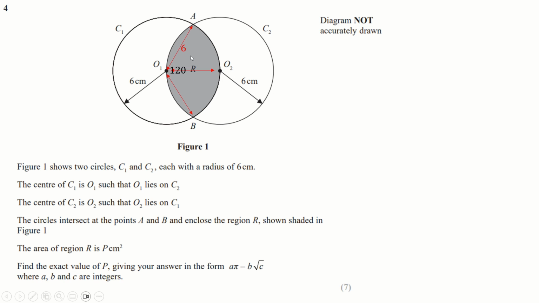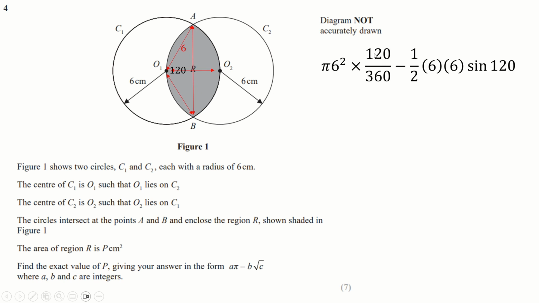Now, I think I can just work out the area of this segment here by doing the area of this sector, which is pi times r squared times angle over 360. That's the area of the whole sector, minus the area of this triangle here, which is a half times 6 times 6 times sine 120. That will give me this segment here.